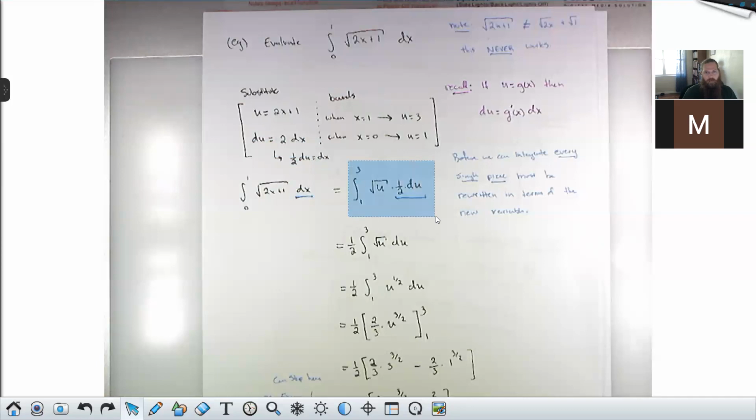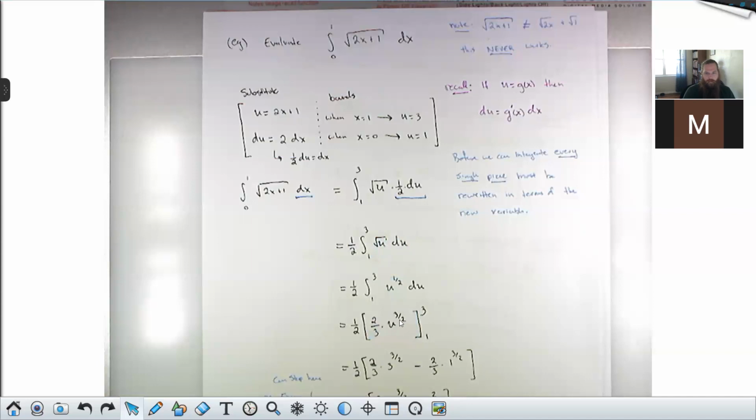Having plugged all those things in, I look at this as though it's its own problem, as though this is what I had in the book, or as though this is what WebAssign said to do. If WebAssign or my book gave me this, I would say, oh, look at that 1/2, that's a constant, it can come out. Okay, what's left is the square root of u du. So I need to rewrite that as a power, u to the 1/2, and then apply my power rule.